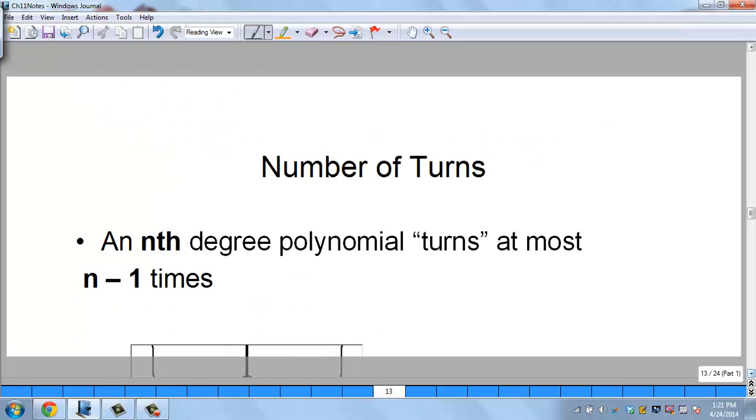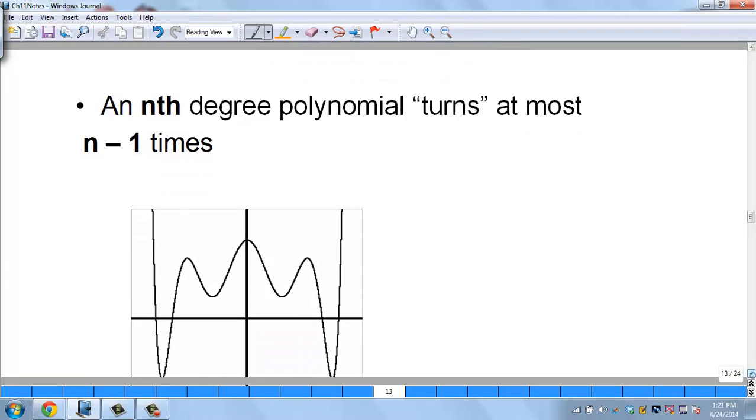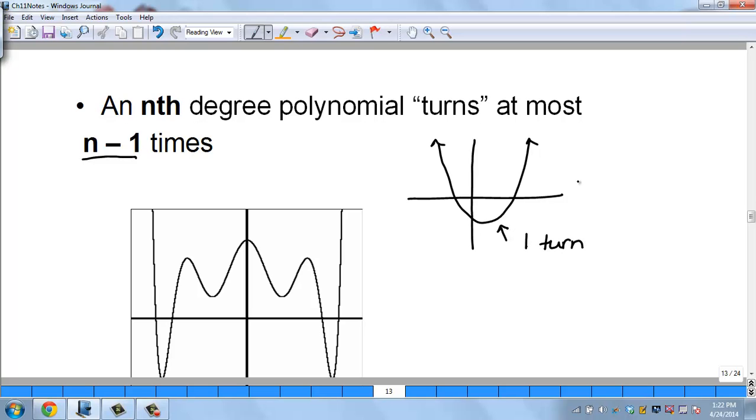The next thing we talk about is the number of turns in a polynomial. An nth degree polynomial turns at most n minus 1 times. So this is what I'm going to show you. Let's look at a parabola. So I'm going to draw a parabola, happy face parabola, opens upwards. This is a polynomial. Okay? Now, if I want to know how many turns I see, it just turns once. It has one turn. Well, a polynomial that is a parabola is an x squared. Do you see that it has one less turn than the power?